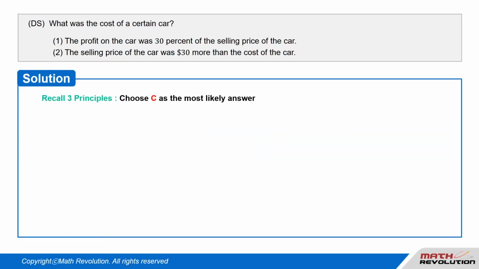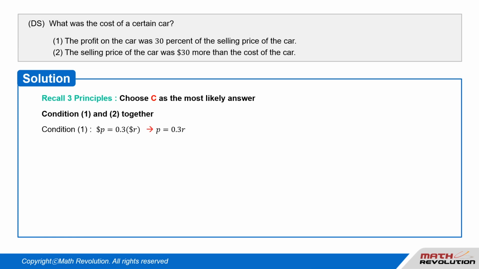Recall 3 principles and choose C as the most likely answer. In the original condition, we need 2 more equations, so it is about 70% likely that C would be the answer. On the actual exam, be sure to pick C. Let's take a look at both conditions together.